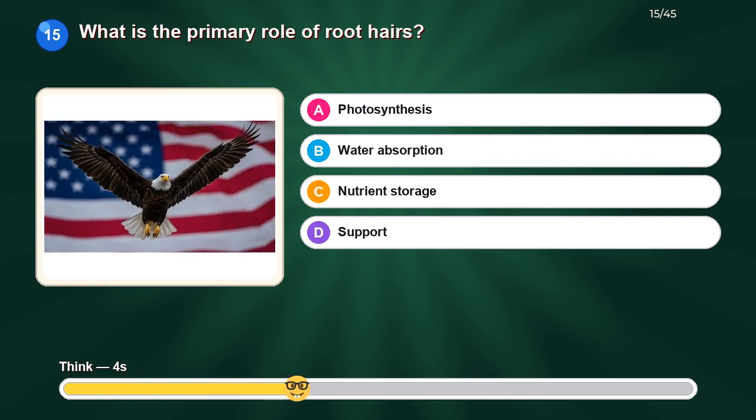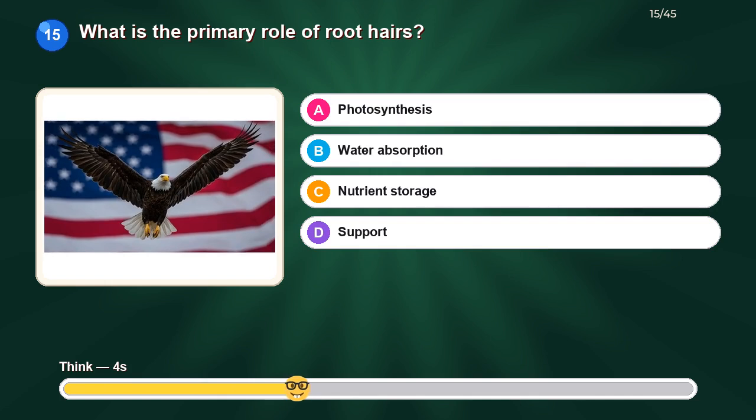What type of root system is typically found in dicotyledonous plants? Option A, fibrous root system. Option B, tap root system. Option C, adventitious root system. Option D, none of the above. The correct answer is tap root system.